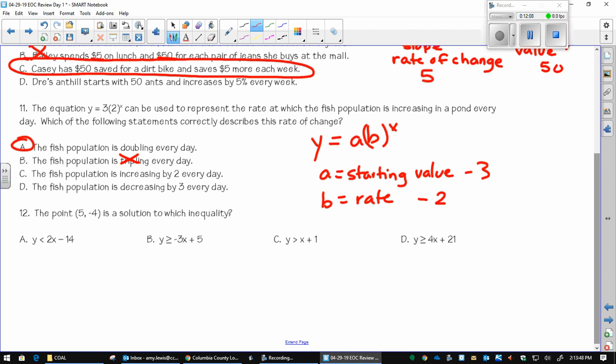We're not increasing by 2 every day because that implies that we're adding 2 every day. And this implies that we are subtracting 3 every day. And of course, in exponential, we don't add and subtract, we multiply. So the correct answer here is A.